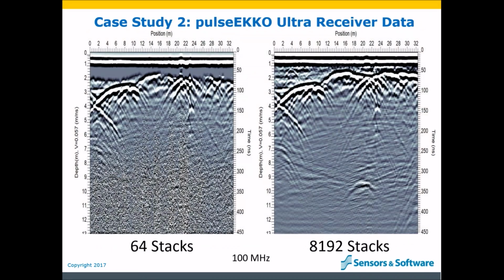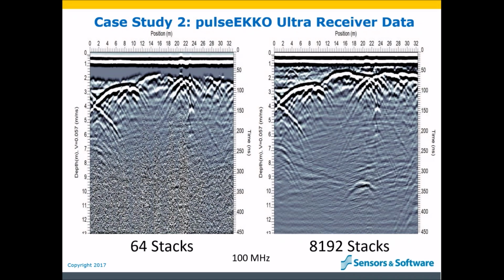On the left is a GPR line collected at 64 stacks. On the right is the same line collected at 8,192 stacks. Again, each line was collected in the same amount of time. Notice how the RF noise on the left is greatly reduced on the right.